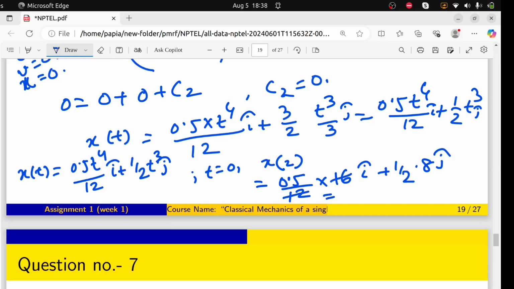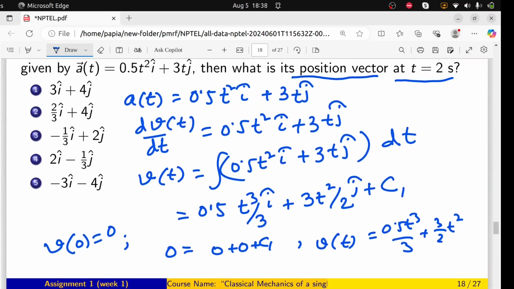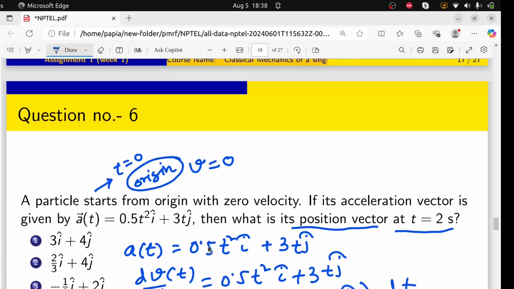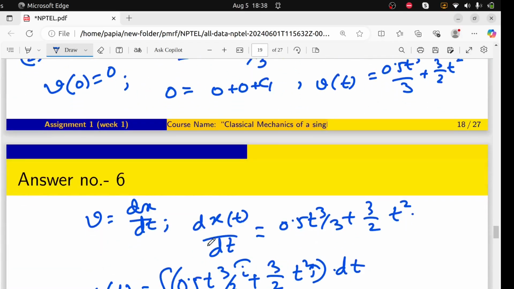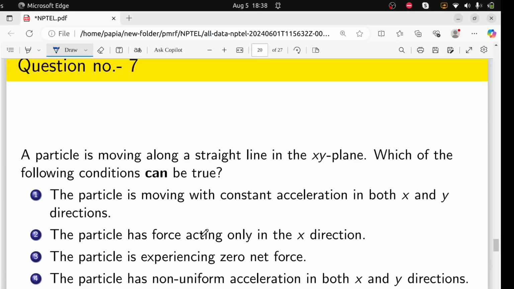So it will be coming as 2 by 3 I cap plus 4 j cap. Okay. So x2 is 2 by 3 I cap plus 4 j cap. So this is answer number 2. Okay. I think this is clear to all of you.